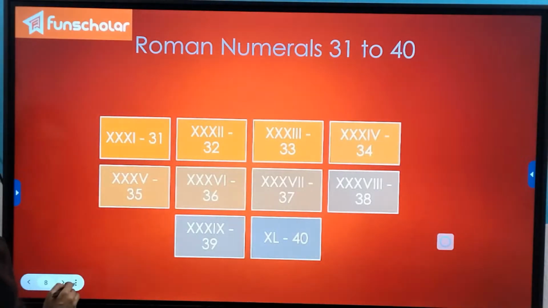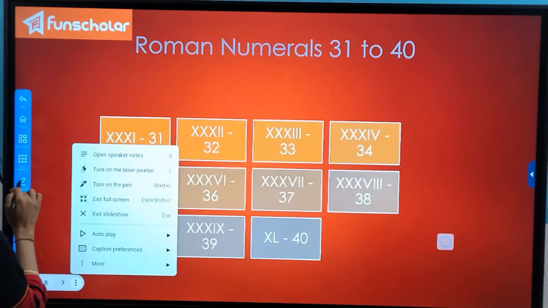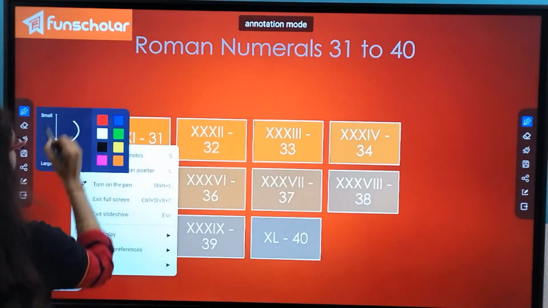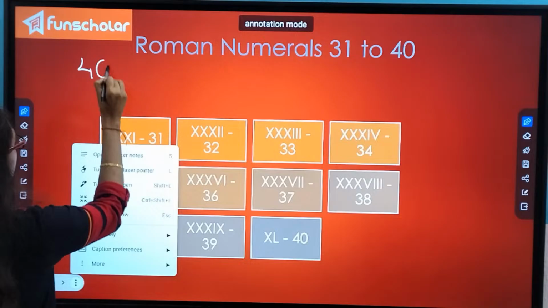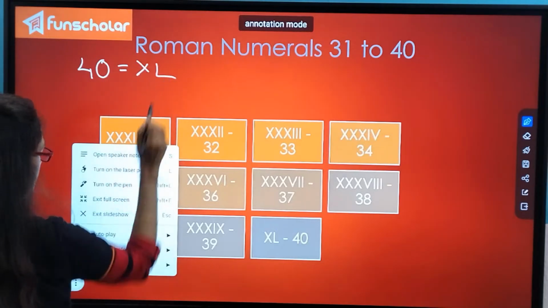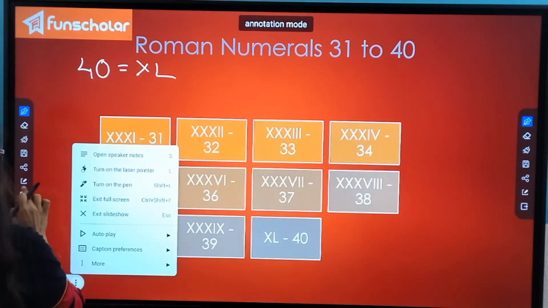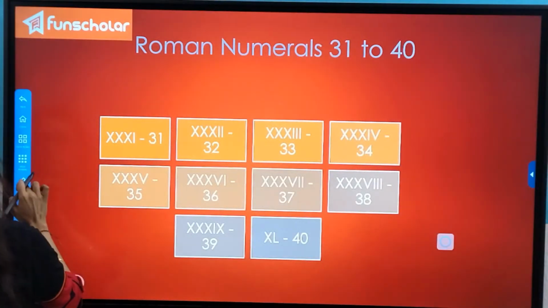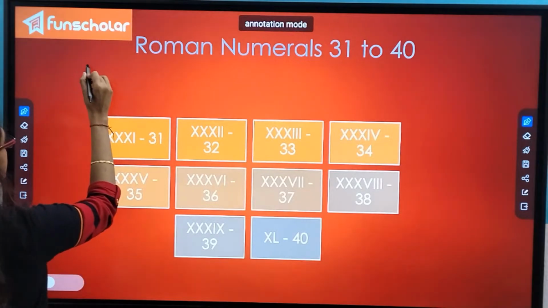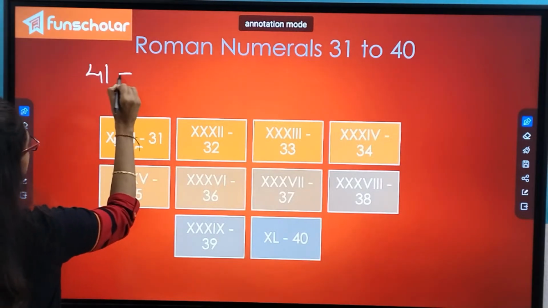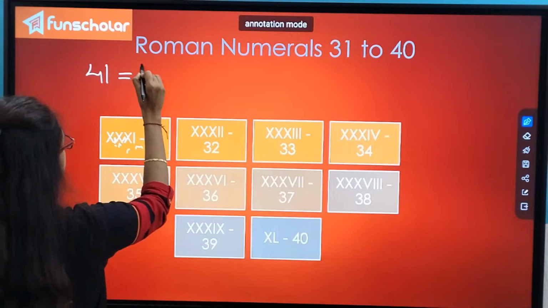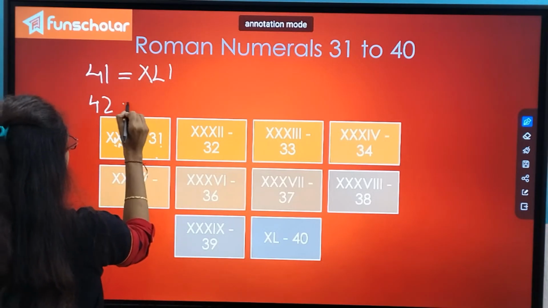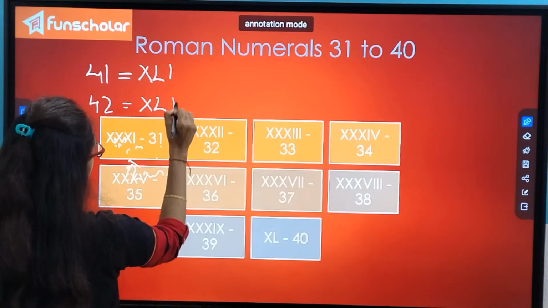Now we have to write 41 in a similar way. Now I think you can write it yourself, but still I am writing 40 equals XL. 41 is represented as XLI. Okay. 42, 40 and 2.